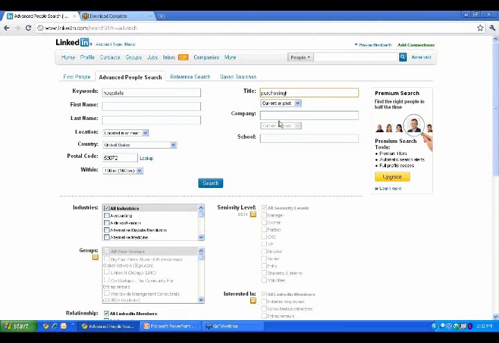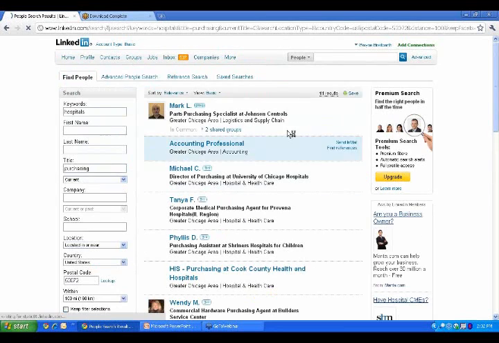Let's put purchasing in here. So somebody's got the word purchasing. It could be manager, could be director, could be anything, right? Hospitals, 100 miles. We get 11 results. We have these people who meet that criteria.